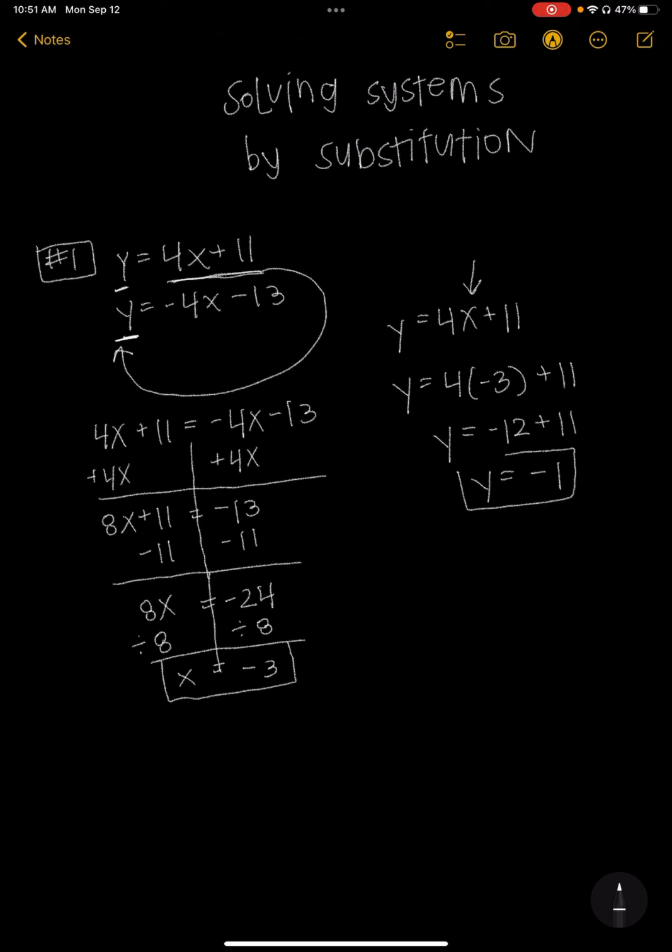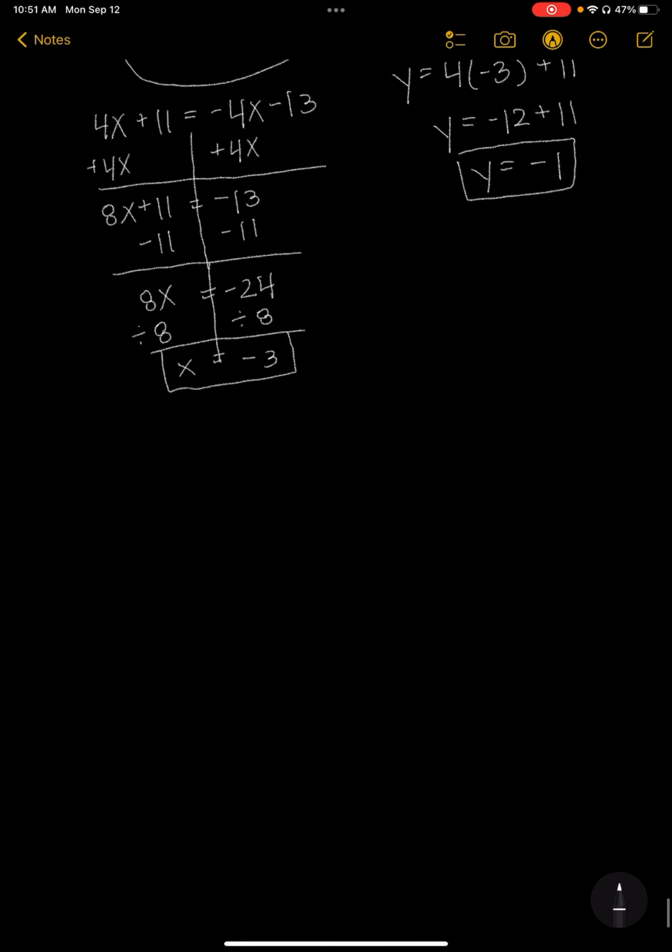And so now I have a solved system of equations because I know that x is equal to negative 3 and y equals negative 1. All right, let's go through another example.